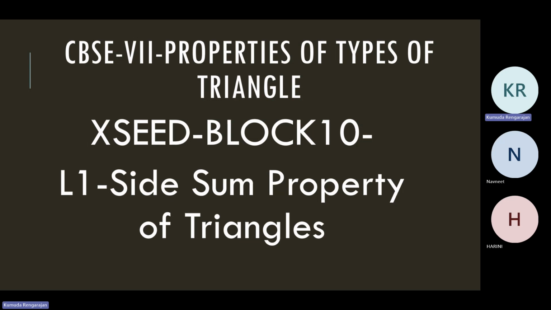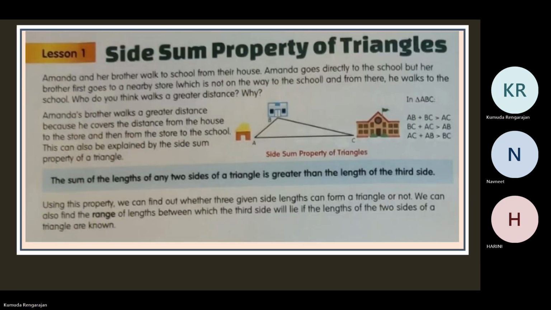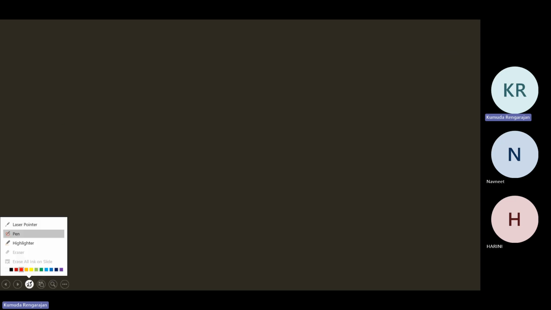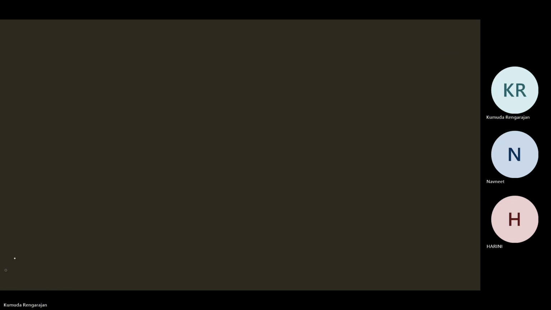So now this is block 10. Cite some property of triangles. Lesson 1. Cite some property of triangles. Okay, so we'll understand this property about triangles.